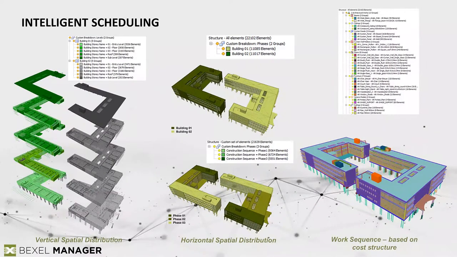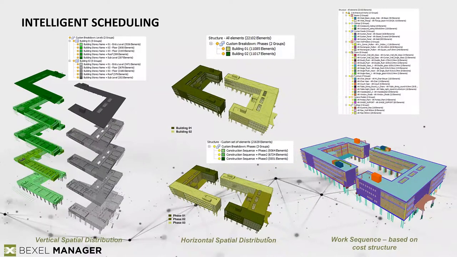One is spatial organization and the second one is work sequencing. And this works for almost all construction projects. For infrastructure projects or industrial or technical facilities, this organization could be slightly different. So in order to automate the planning process, our engine is based on zones and methodology.